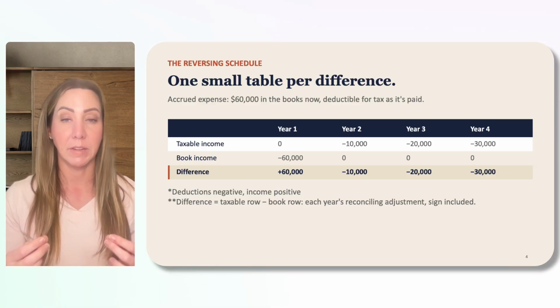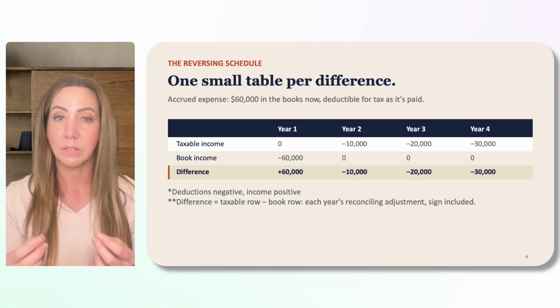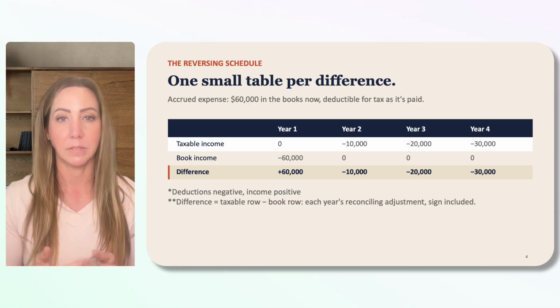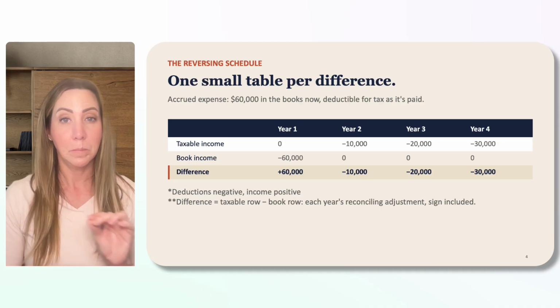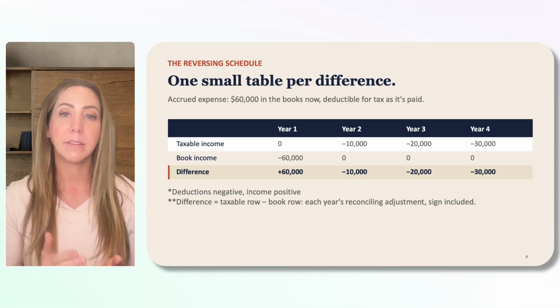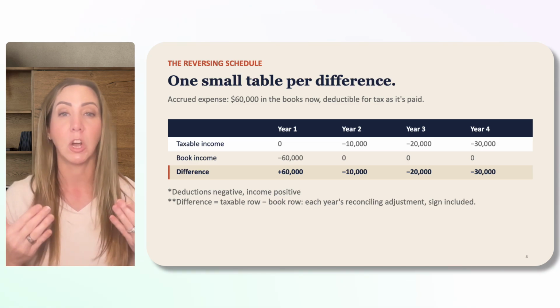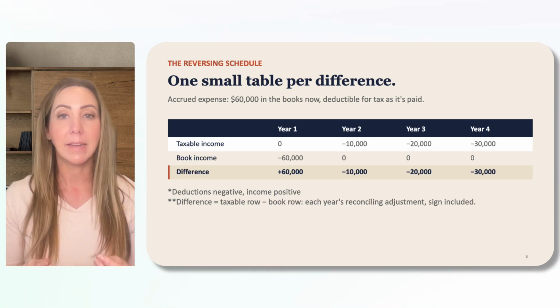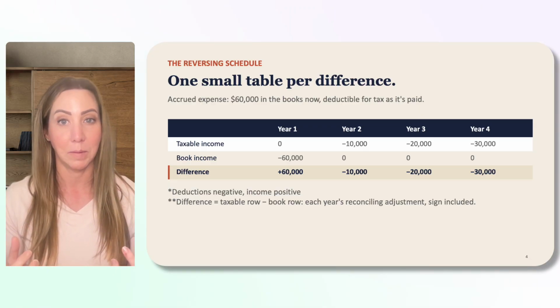Then there's the sign convention. Everything that you include here that's deductions or an expense, make it negative. Income, make it positive. Then there's the payoff. Subtract the book row from the taxable income row, and you've got a difference row. That difference is the number that we need to plug into our reconciliation each year. The sign takes care of itself. A negative difference this year means taxable income is lower than book income by that amount. We need to subtract it from book income.